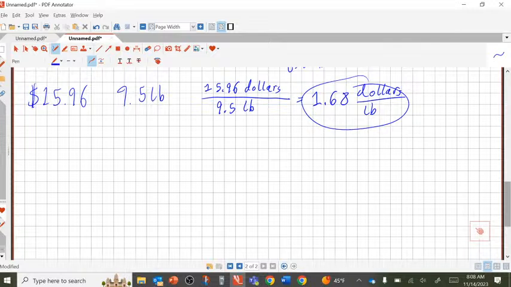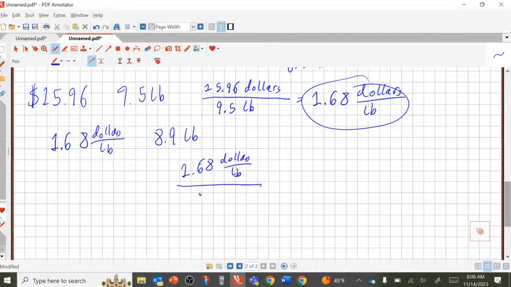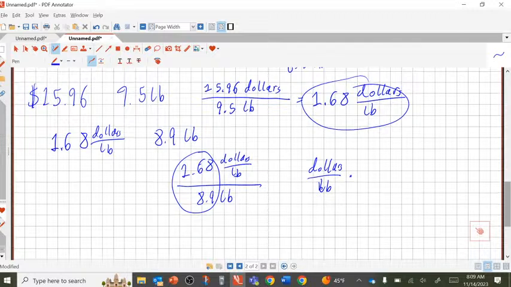Aditree, what are you going to do with this $1.68 per pound to find out how much you're going to pay for 8.9 pounds of apples? And that's dollars per pound divided by 8.9 pounds. So I'm going to deal with this in a second. I want to take care of the units and see what happens here. So if you have dollars per pound times 1 over, well, that would be pound over 1 over pound.